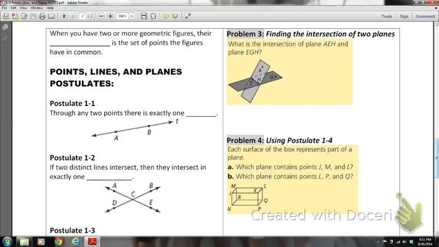In problem 3, we're finding the intersection of 2 planes. So we have plane EHG, it's kind of the horizontal plane, and the other plane is EHA, and they're going to intersect in line EH. 2 planes always intersect in a line.